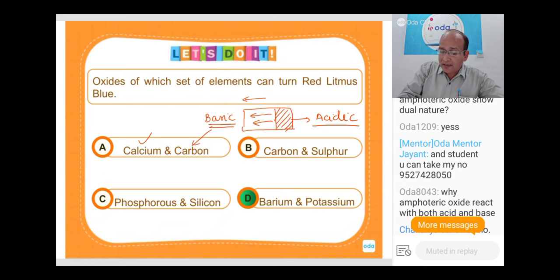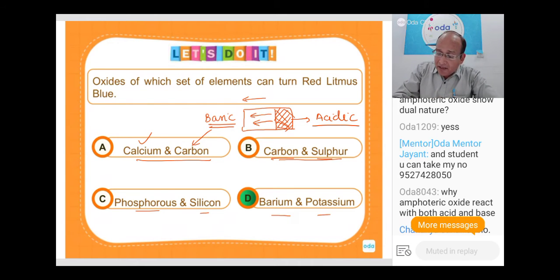Let's check the B option. So this is not the correct option, because it is asked that the set of elements should form both basic oxide. Carbon and sulfur is also not correct, because both are on the right hand side and they will form acidic oxides. Phosphorus and silicon are also in this zone of the periodic table. They will also form acidic oxide.